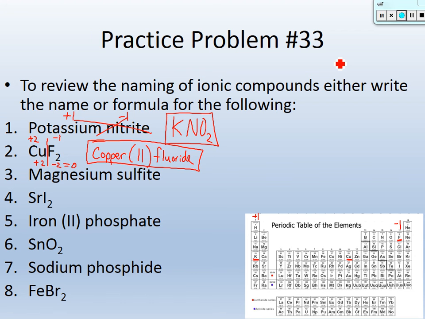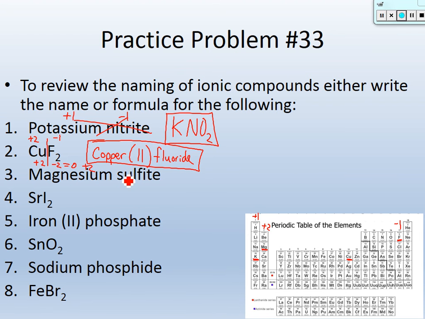On number 3, we got magnesium sulfite. So let's first find magnesium. Magnesium is Mg. It's right here on the periodic table. Do we know its charge, guys? Yeah, we do. It's +2. All of the group 2 elements are +2. So I'm going to put a +2 above it.